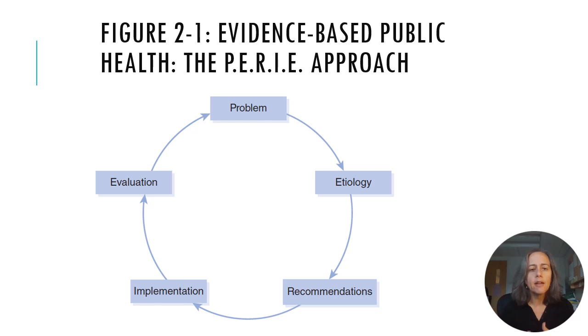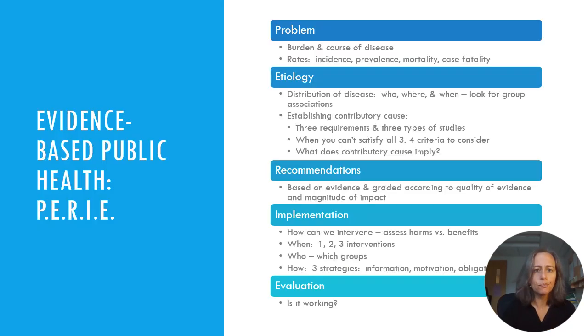So I like the construct that the book uses, the PERIE approach, P-E-R-I-E. And so that is identifying the problem, then figuring out the etiology. Etiology means the cause. Then coming up with some recommendations that we think will be helpful based on evidence that we have, figuring out how to implement them, and then evaluating things to see if it's having the intended outcome. So this is a really busy slide because it's everything that we're going to talk about in this unit.